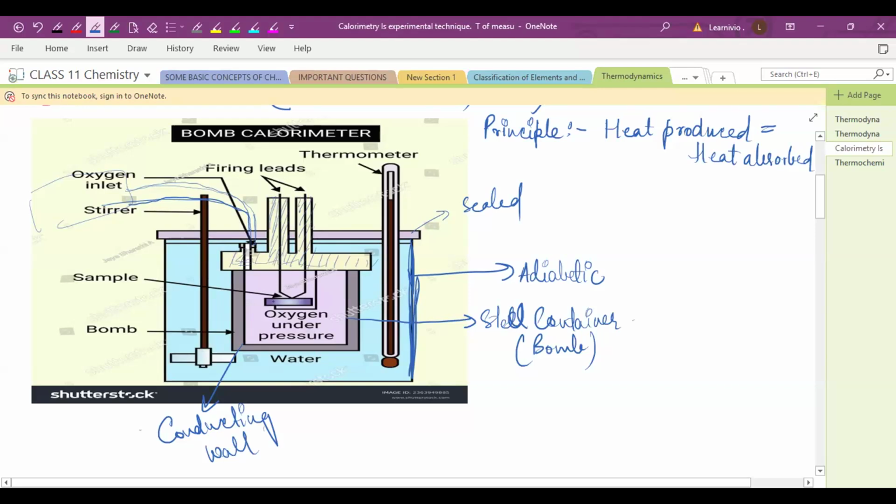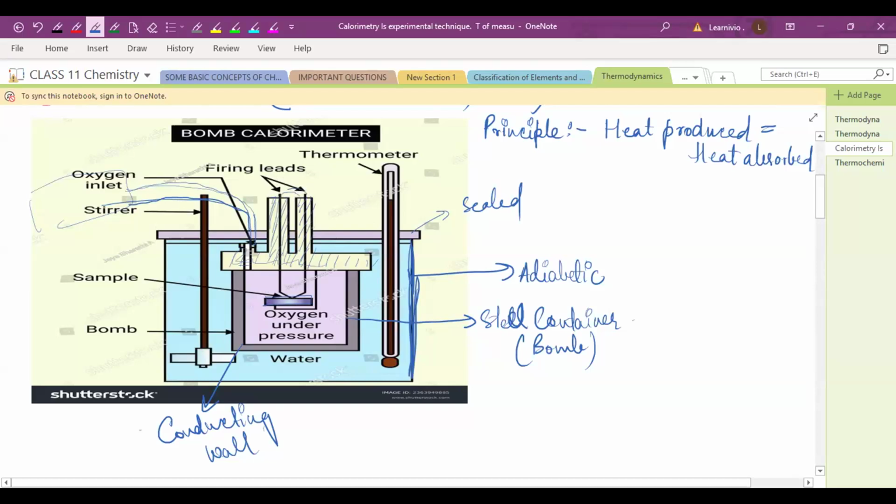Here you will put the sample. Sample means you can take any fuel. Suppose you take graphite, like carbon. You can put the carbon over here. Now what happens? This is a firing lead. It just works like a lighter, the kind you have in the kitchen. It just creates a spark. This is used to create sparks here.